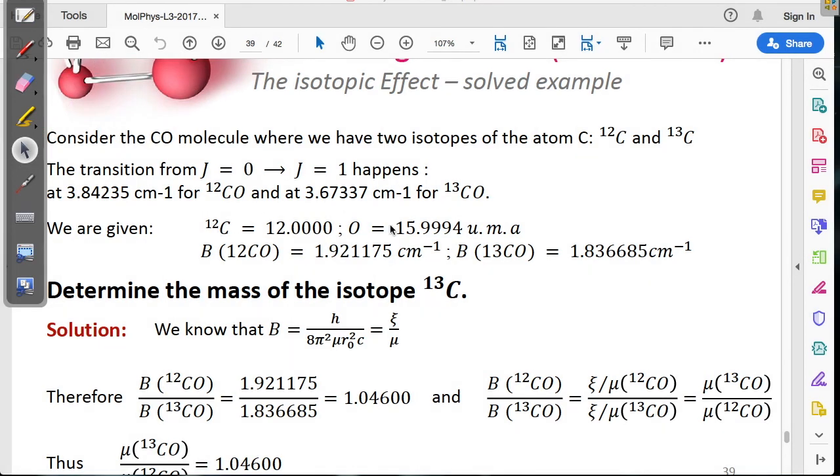Well, it's just giving us that for the two different isotopes, there is this difference in the lines or the wave numbers that show up on the spectrum between the two cases. We are given the molar mass of C12 and of oxygen, B of the CO12 case, and B of the CO13 case. So we've got the B's. Now what we want is to determine the mass of the isotope C13. That's the question.